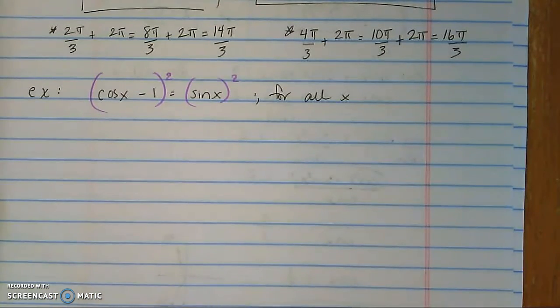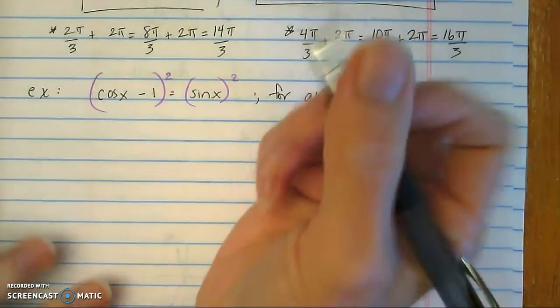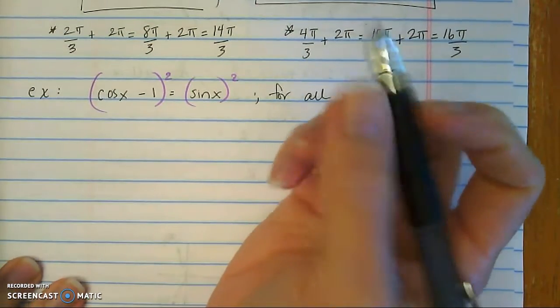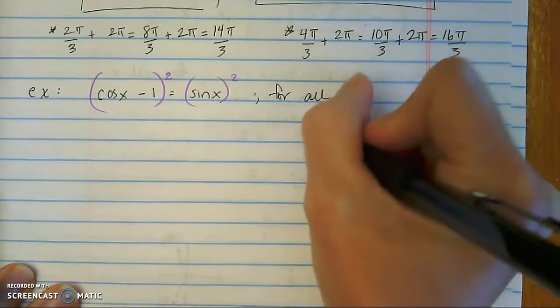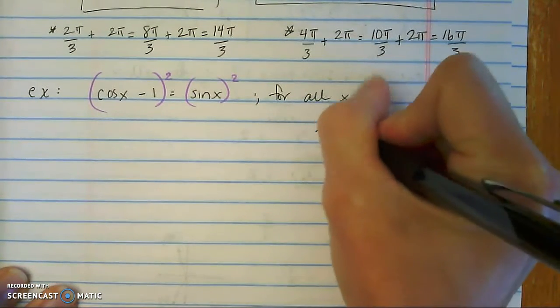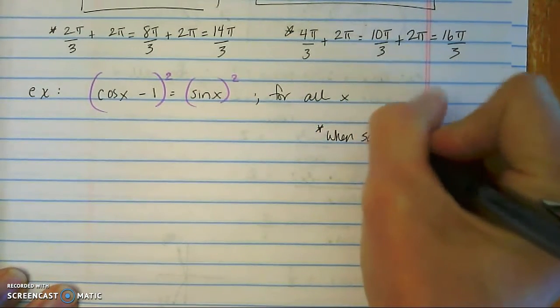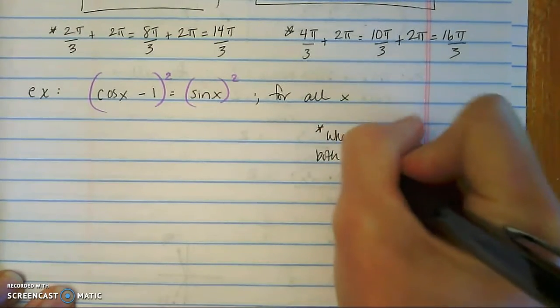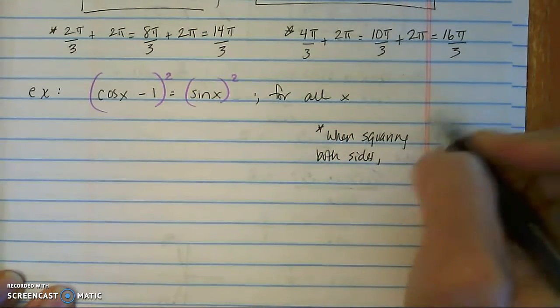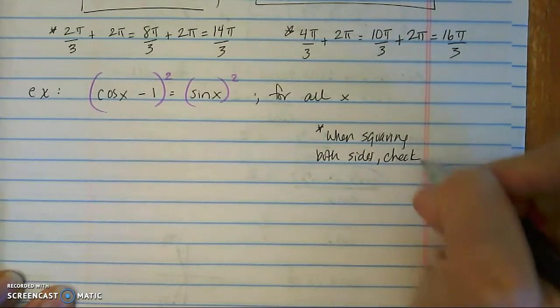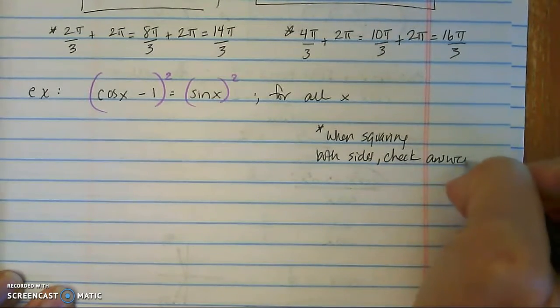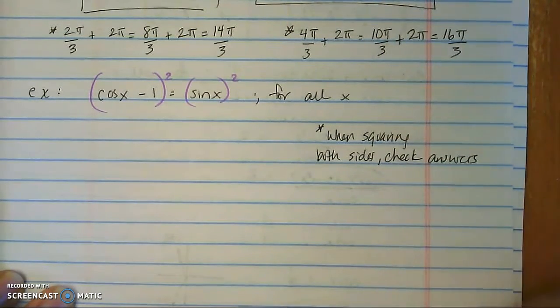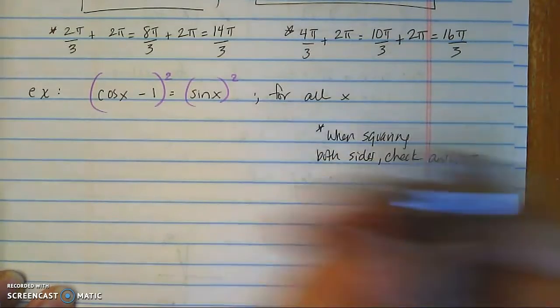That is a strategy for solving equations, squaring both sides. Now, when you do square both sides, you have to check your answer. I'll write that as a note. When squaring both sides, check answers. Because some of them may be what we call extraneous.